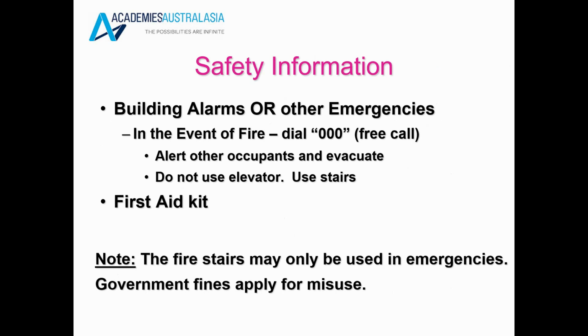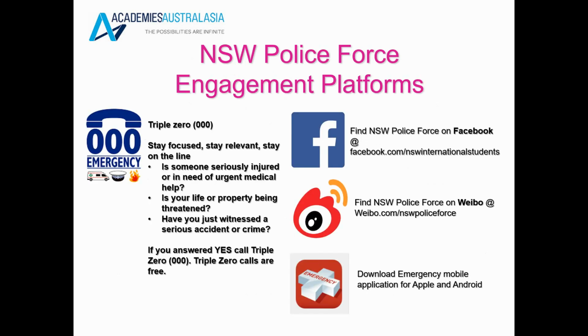The safety information in Australia. For fire, police or ambulance, the number in Australia is 000. That's 000. It's a free call. Please use this for emergencies only. Please note in your campuses where the fire stairs are and use these in emergencies. There are also social media platforms where you can engage with what is happening around New South Wales and in Australia in relation to safety information.